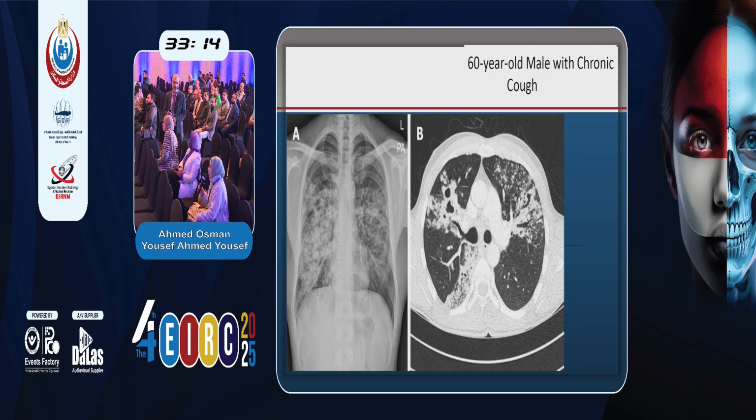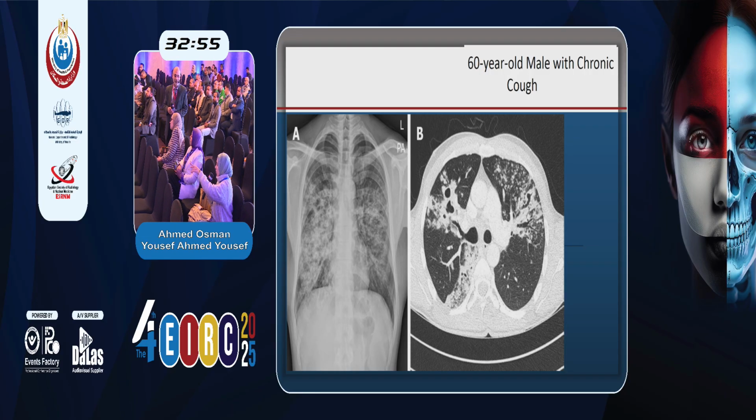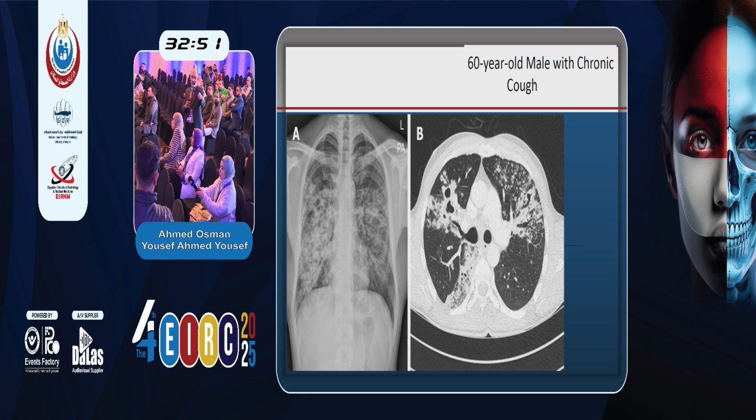CT? What does CT add to you? I am talking about CT. Consolidation and what? Tree-in-bud? Bronchiectasis. There is an area, I don't know if it's cavitation or a cystic lesion. I don't know if it is connected to the bronchi or not. Yes, very good. This is what I want to see.